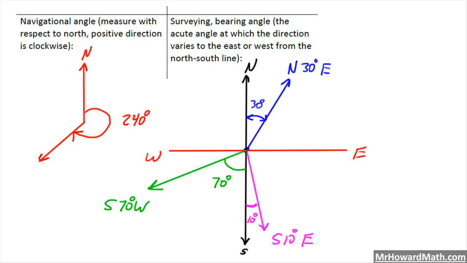Okay, last example, we're up here in this section. Always measure off north-south, so we're going to call that 45 degrees. So this one would be specified as north 45 degrees west.